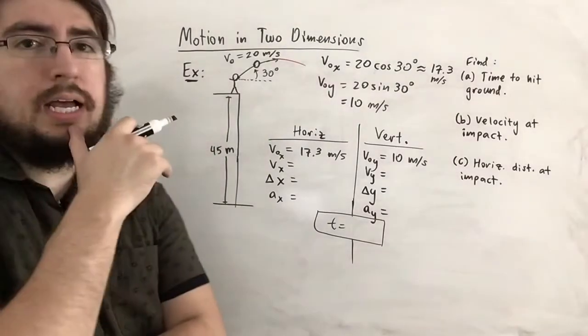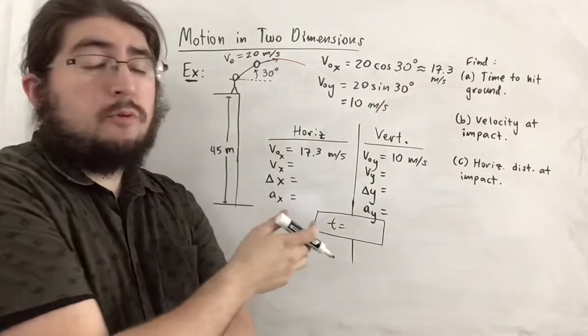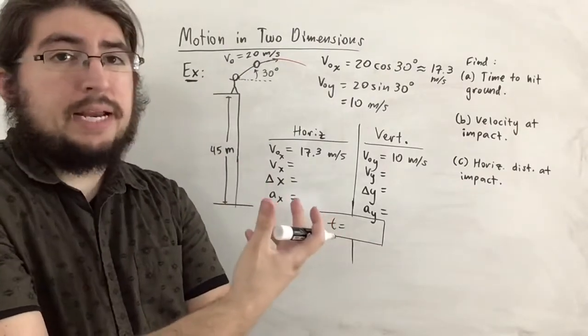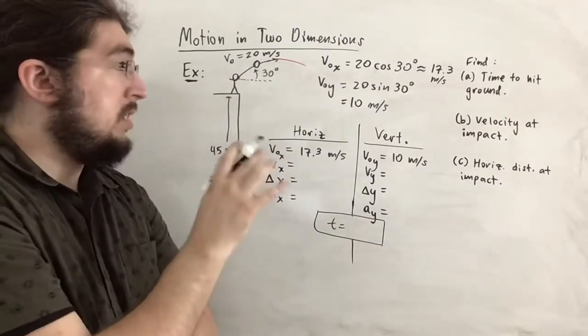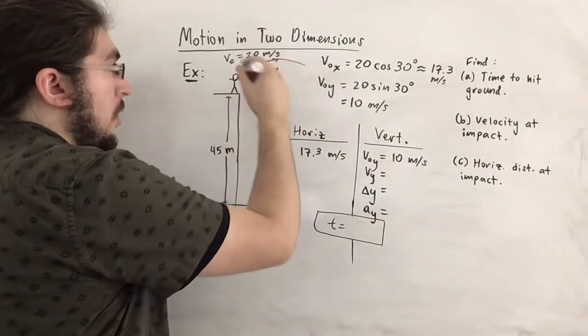It is kind of 45. So we have to think a little bit about what's going on. It's either 45 or negative 45, because remember that displacement can be negative and we're going down. So it's something to keep in mind.